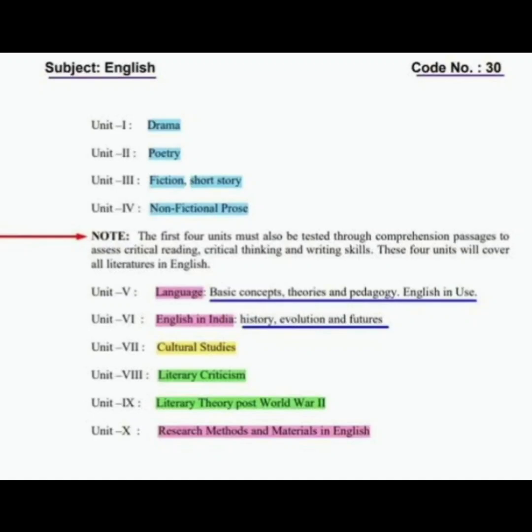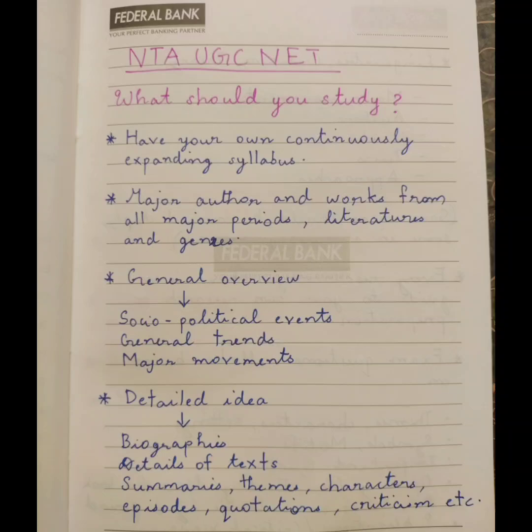Okay, now let us understand what you should study for NTA UGC NET. You have a syllabus right now. You have to continuously expand your syllabus in your own way. You are the creator of your syllabus. You can create your own syllabus and expand it because you have a basic syllabus in your hand.